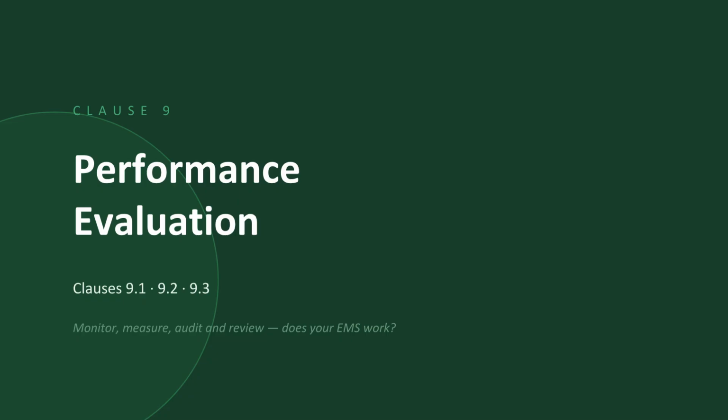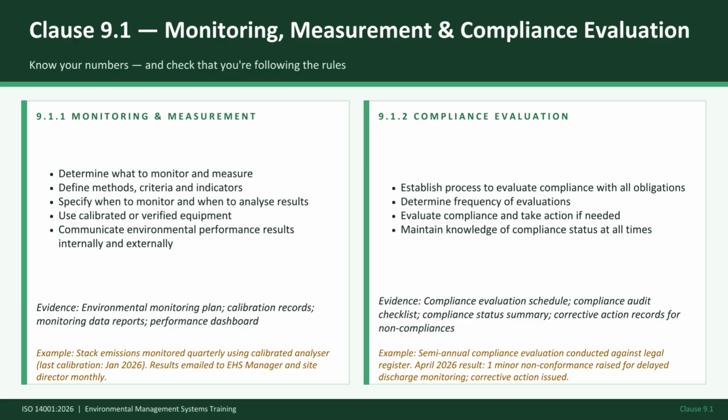Think of it as 3 levels of health check. 9.1 is daily vital signs, 9.2 is a quarterly medical examination, and 9.3 is an annual comprehensive review. 9.1.1, monitoring and measurement. You must decide what to monitor and measure, establish the method, set the frequency, and define how results will be analyzed and reported. Calibration matters here. If you are using instruments to measure emissions, wastewater discharge, or noise, those instruments must be calibrated and traceable. An uncalibrated instrument gives you data you cannot trust or defend.